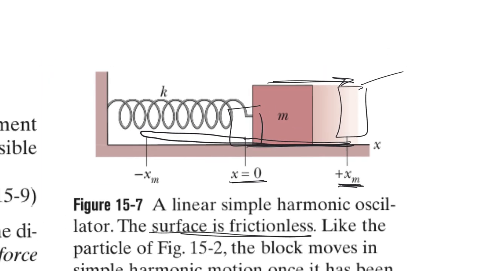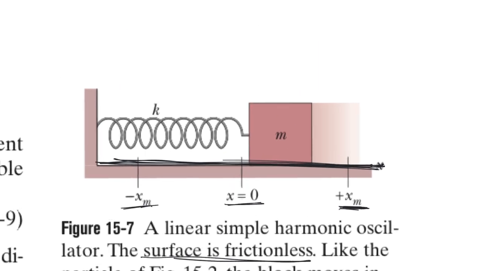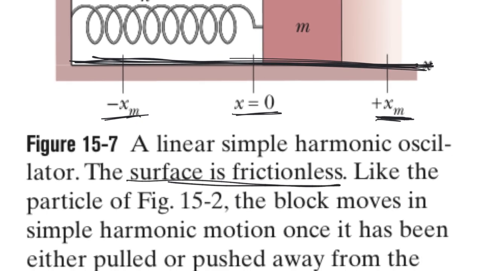If there is no friction, we will see that this block moves back and forth between xm and minus xm. This is called a linear simple harmonic oscillation. Why linear? Because the oscillation happens along the x-axis. When the block is at x equal to 0, the velocity is maximum, equal to omega xm, and the acceleration is 0.